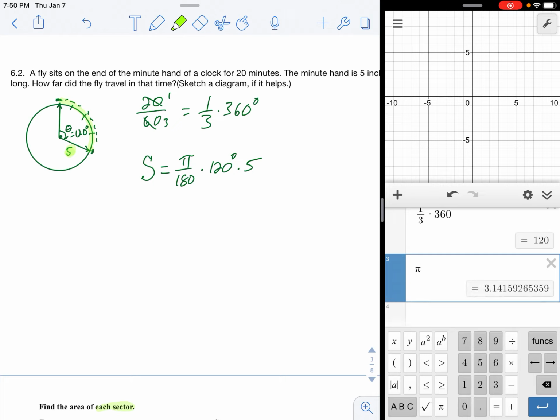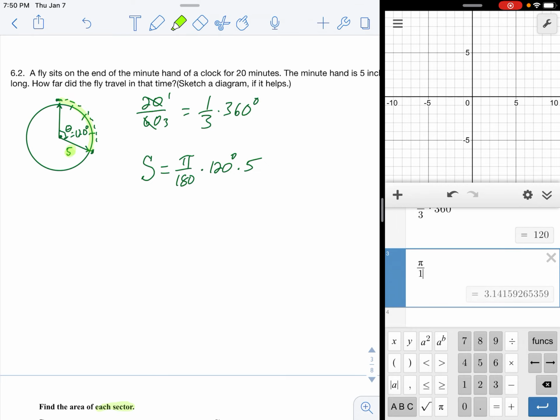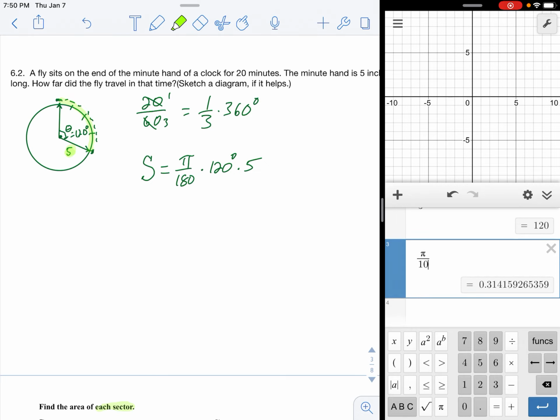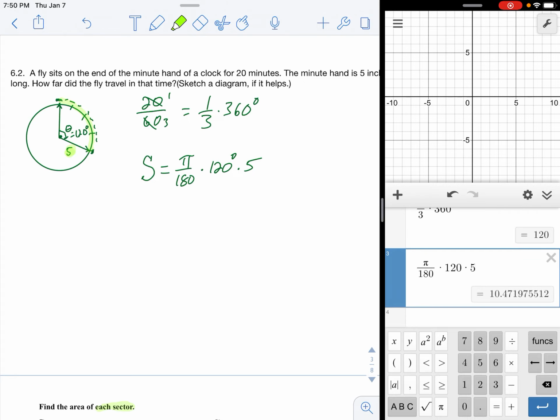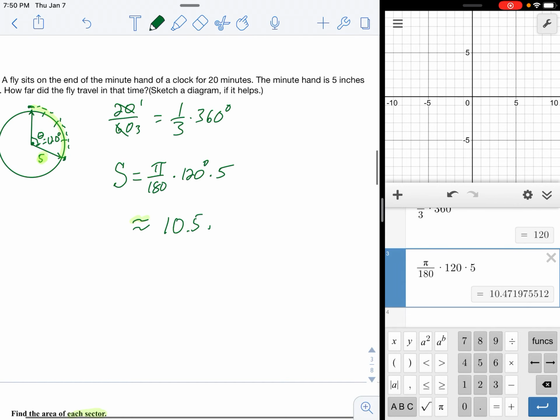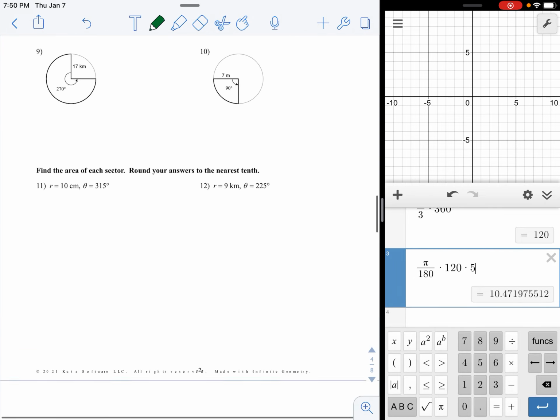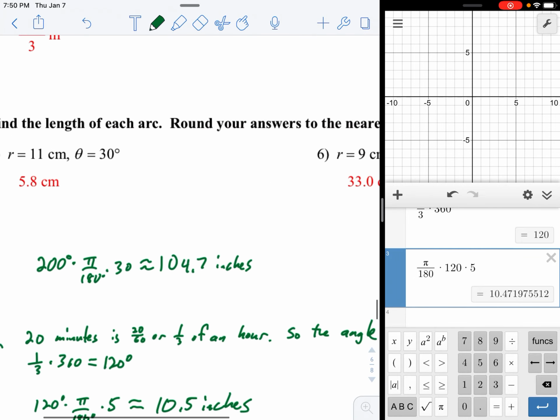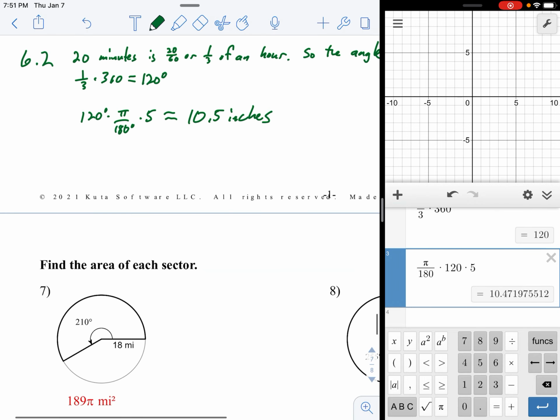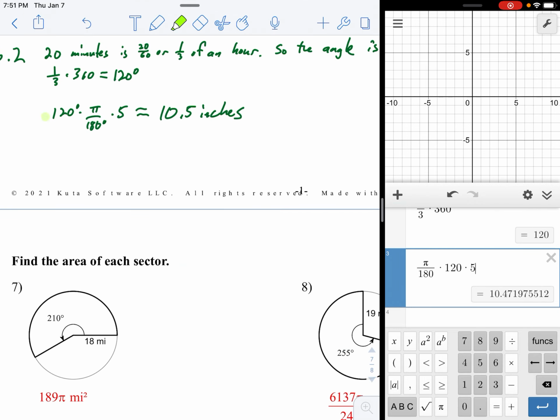And we're also answering this one to the nearest tenth. So we can just use the pi button on the calculator. Pi over 180 times 120 times 5. And it looks like this is approximately, you know that little funny equal sign means approximately, 10.5, what was it, inches? It was a small clock, right? Yep, 5 inches is the radius. So that fly traveled 10.5 inches. Now let's see if I did it right. Nope, that's the wrong one. 10.5 inches right there. I even included all the steps and everything.